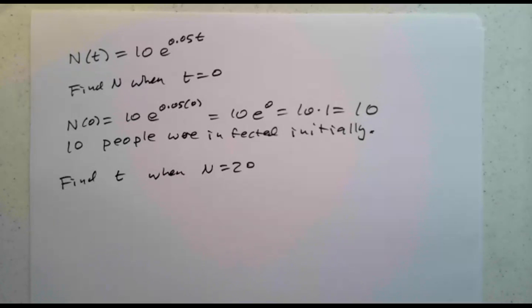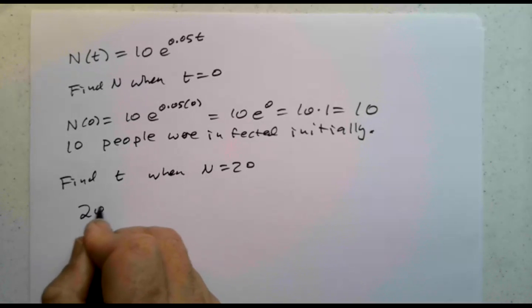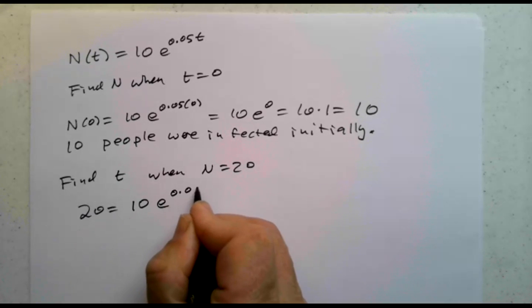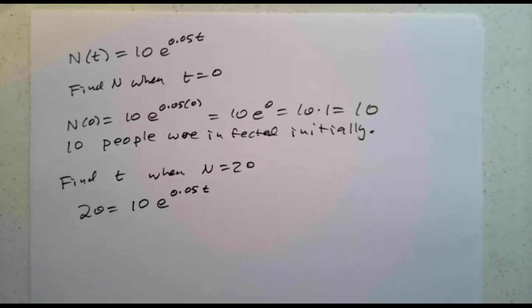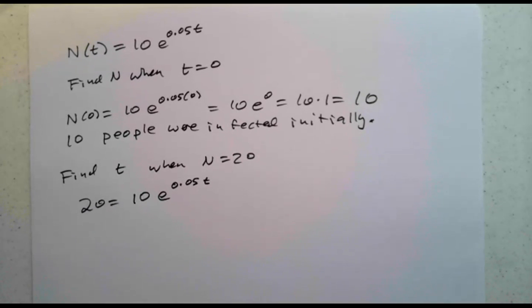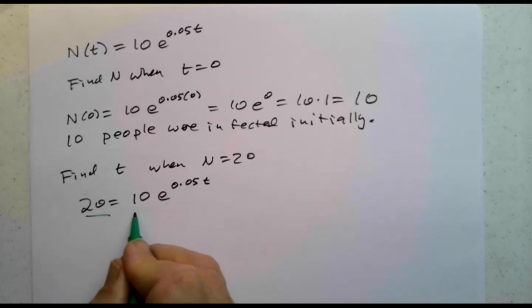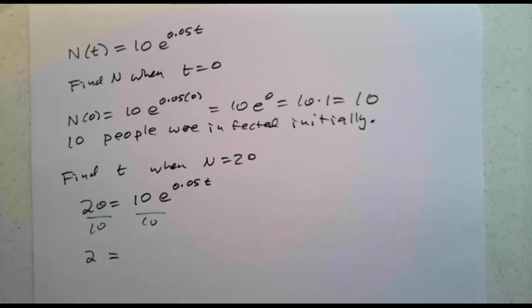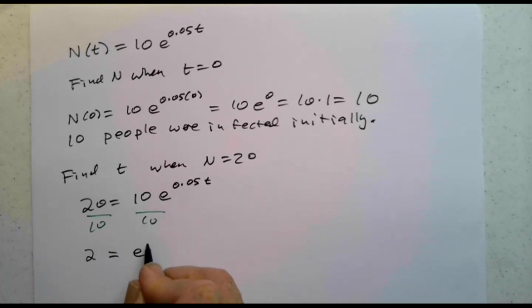So if that's the case, then what do we have? We'll say 20 equals 10 e to the 0.05 t, and we're going to go ahead and solve this algebraically. Divide both sides by 10, so I get 2 equals e to the 0.05 t. Now we're going to go ahead and take the natural log of both sides.